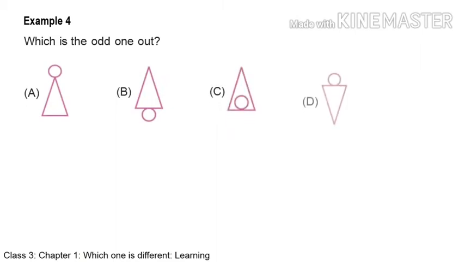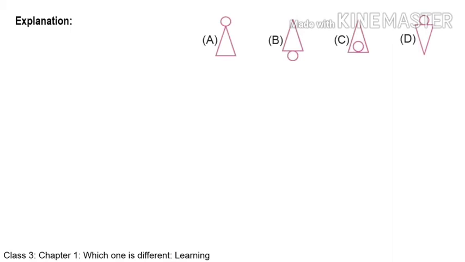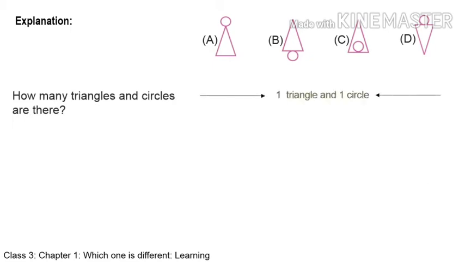Let's move on to the next example. Can you see these geometrical figures? Find out which of these is the odd one out. We have option A, B, C, D. Let's look at these options closely. How many triangles and circles can you see in each option? There is one triangle and one circle in each option.